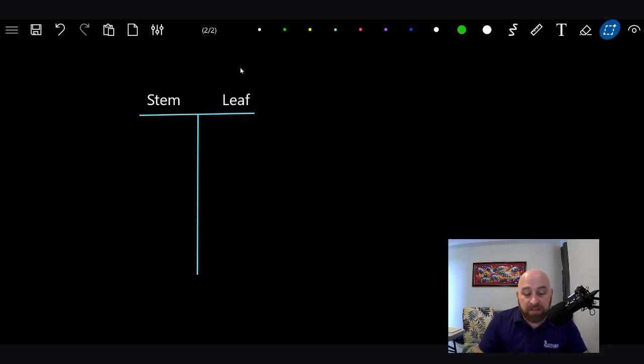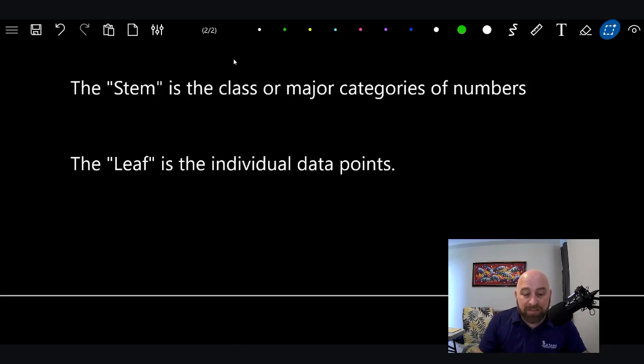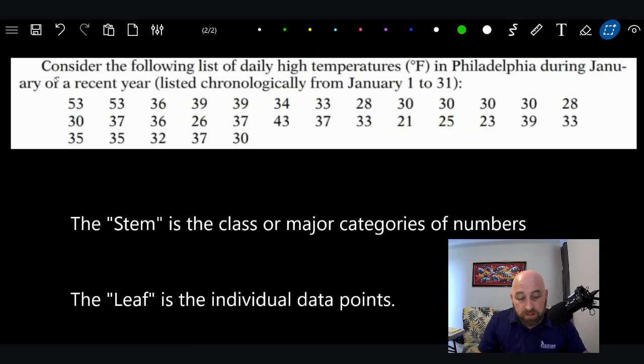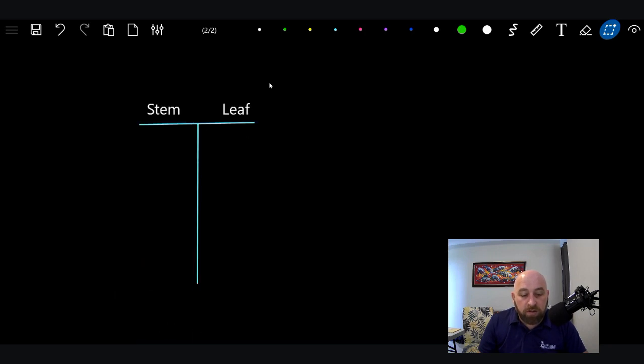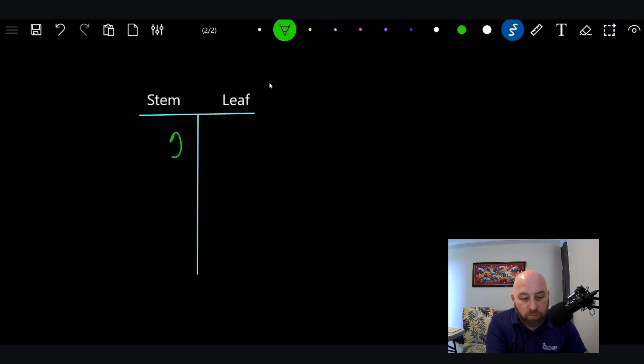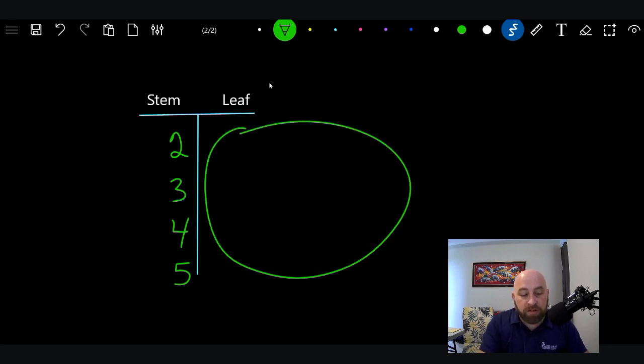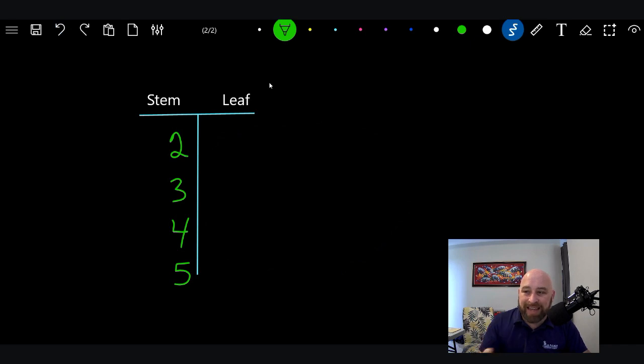So, which one is the stem? Let's go back up here. The stem is the class or major category of numbers. So, what did we say? We said all of these are from the 20s, 30s, 40s, or 50s. I don't see any teens on here. The closest we got was like 21 degrees right there. So what we're going to do is go down here and write: this is the 20 stem, this is the 30 stem, this is the 40 stem, and this is the 50 stem. And over here, we're going to fill in our information that is in that stem.